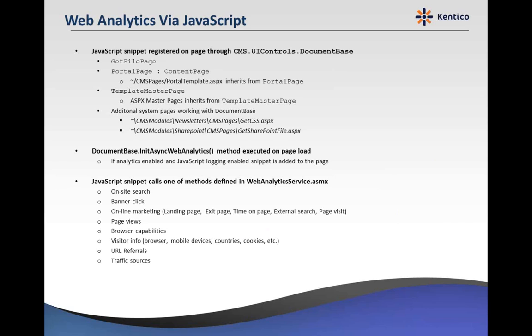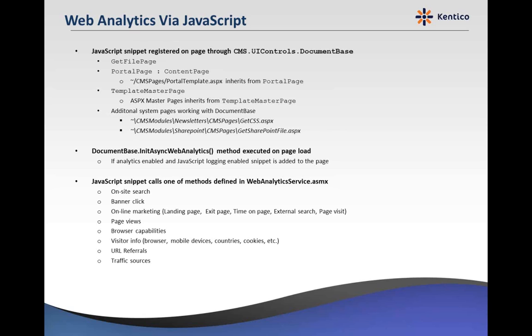Let's take a look at the solution, focusing on the actual implementation. So how is it actually implemented? If you look into the Kentico API, in the CMS UI controls namespace, you will find a class called DocumentBase. The DocumentBase class is used by a couple of other classes. They are not inheriting from it, sorry. They are actually creating an instance of that class internally, and then calling methods from the DocumentBase.